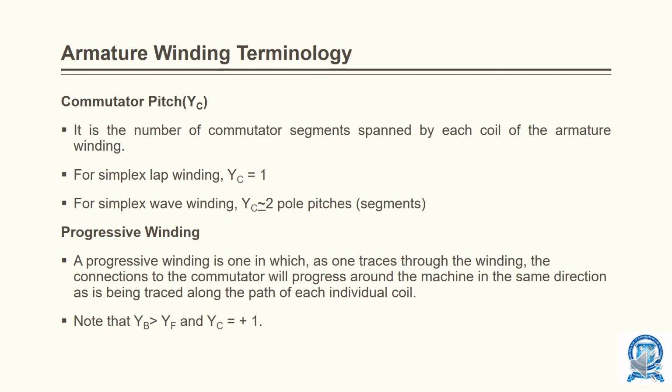Progressive winding. A progressive winding is one in which, as one traces through the winding, the connections to the commutator will progress around the machine in the same direction as being traced along the path of each individual coil. Note that YB is greater than YF, that is, back pitch is greater than front pitch, and YC, the commutator pitch, is plus 1.